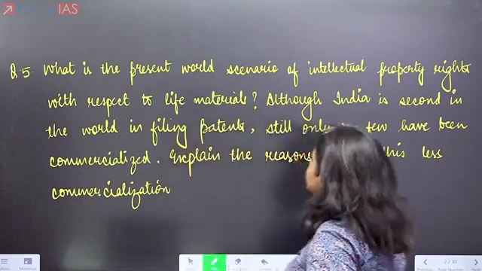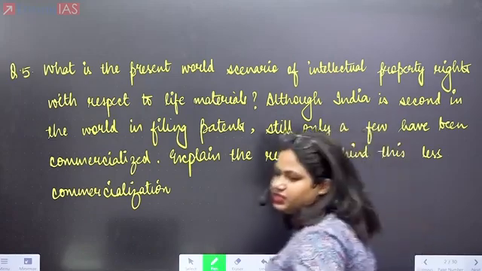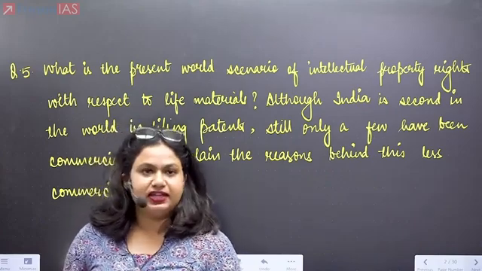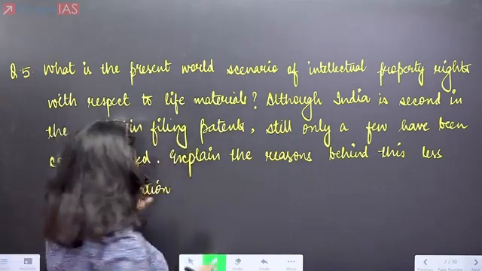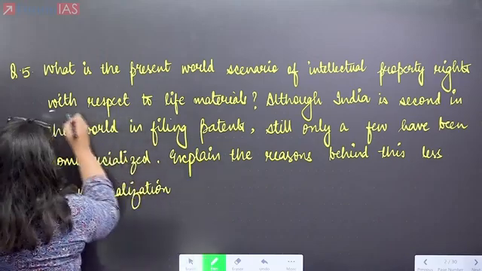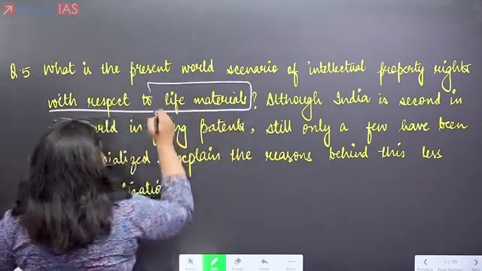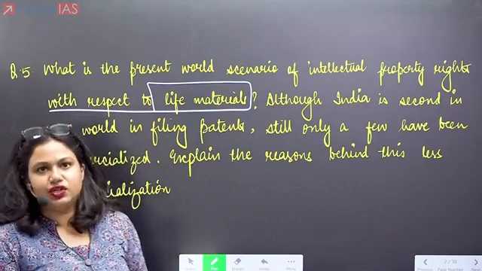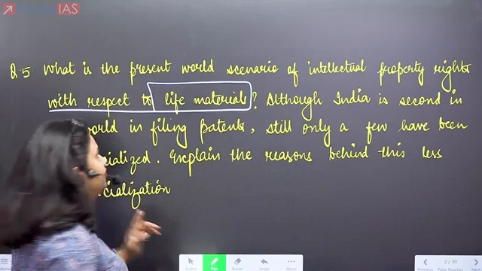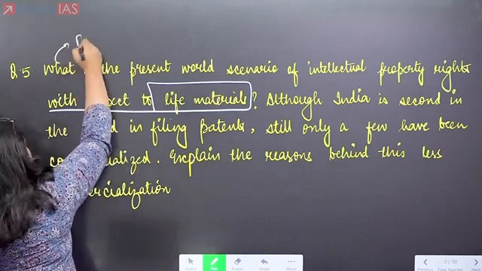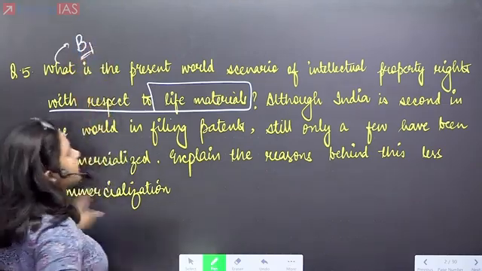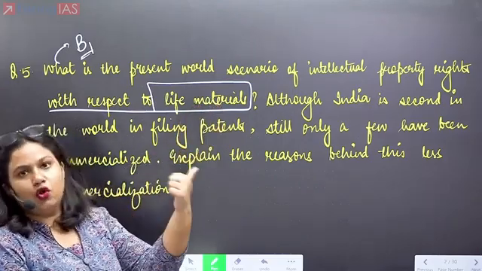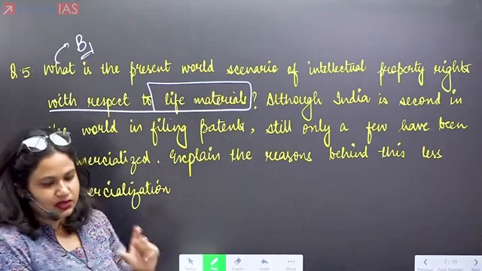This was about intellectual property rights. The question reads, what is the present world scenario of intellectual property rights with respect to life materials? The first thing I want us to pay attention to is that we are talking about only life materials, right? The first sentence of the question is a part of the question itself. So this will become my first paragraph. Body paragraph 1 has to be, what is the status, the present world scenario of intellectual property rights? First part of the question.